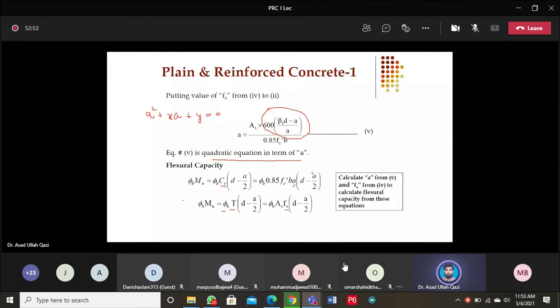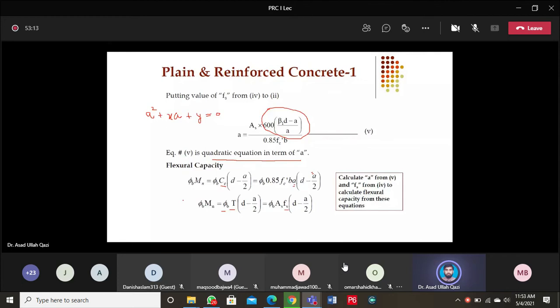So the answer is quite quickly available, and the section is also desirable. Behavior is also desirable, and analysis or design is also very simple.